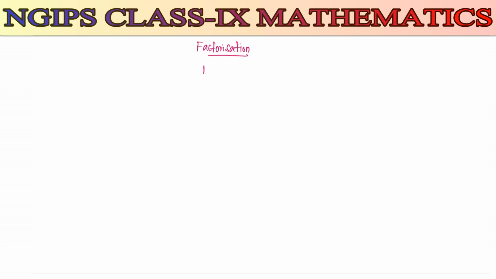Exercise 5E. Actually we don't have any synopsis part, we are just going to use the identities we have discussed. Based on that we are going to solve the problems. Here we need to factorize.